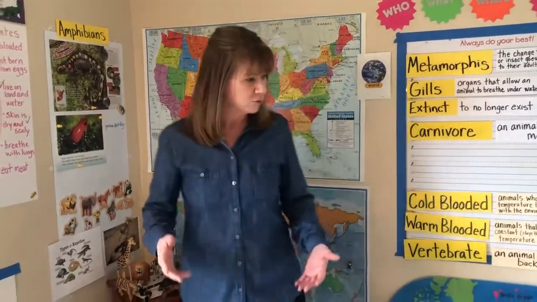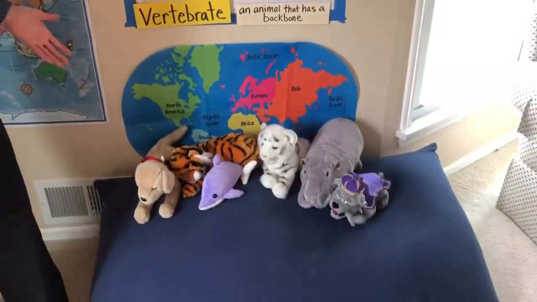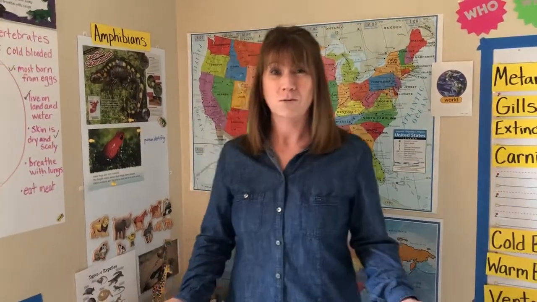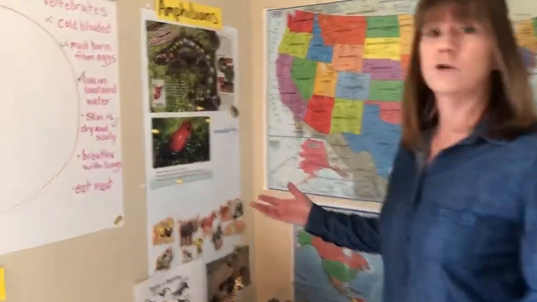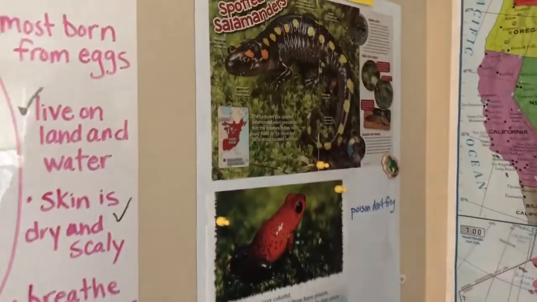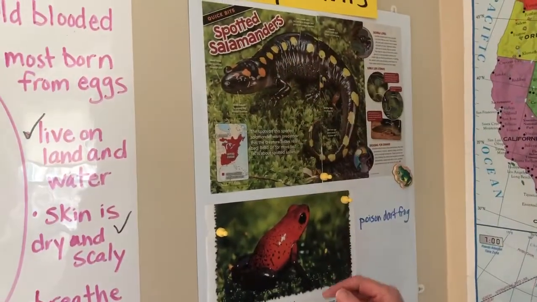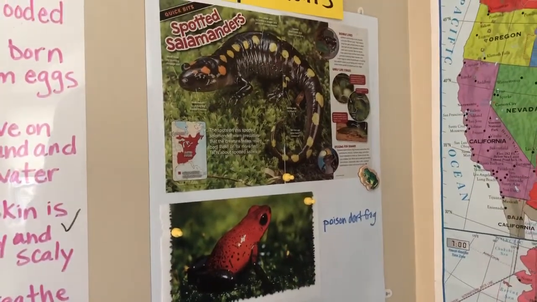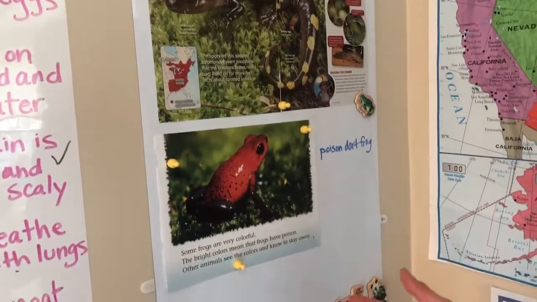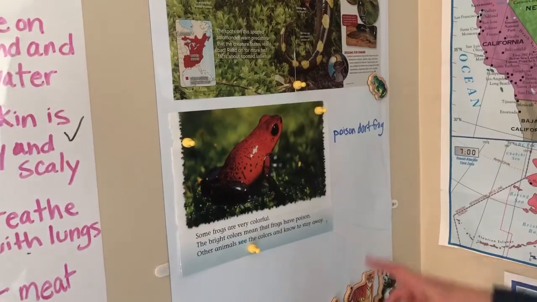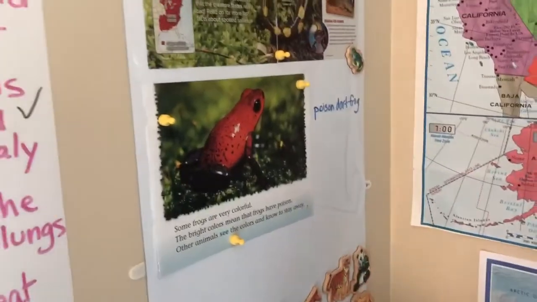Well, today I'm joined by my mammal friends, but I don't know where my amphibian friends went, so I guess we're just going to have to rely on some pictures of our amphibians. I brought with me today the spotted salamander, such a cool amphibian, and I also have my personal favorite amphibian, the poison dart frog.